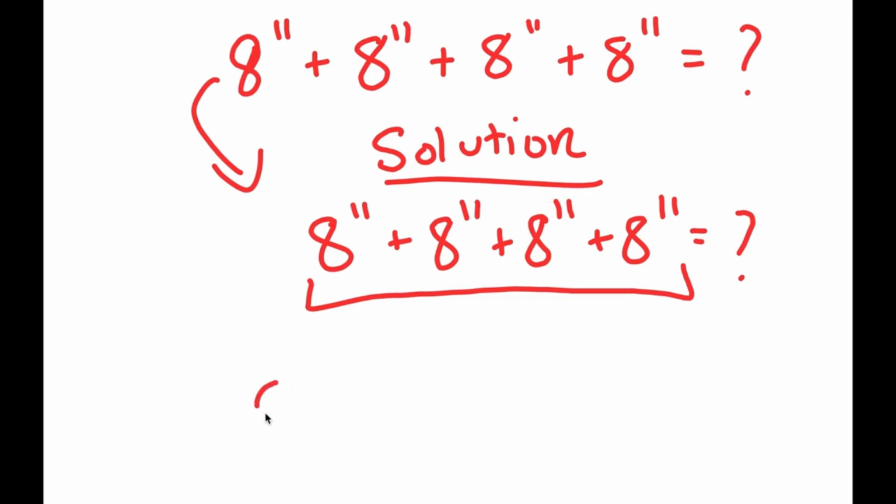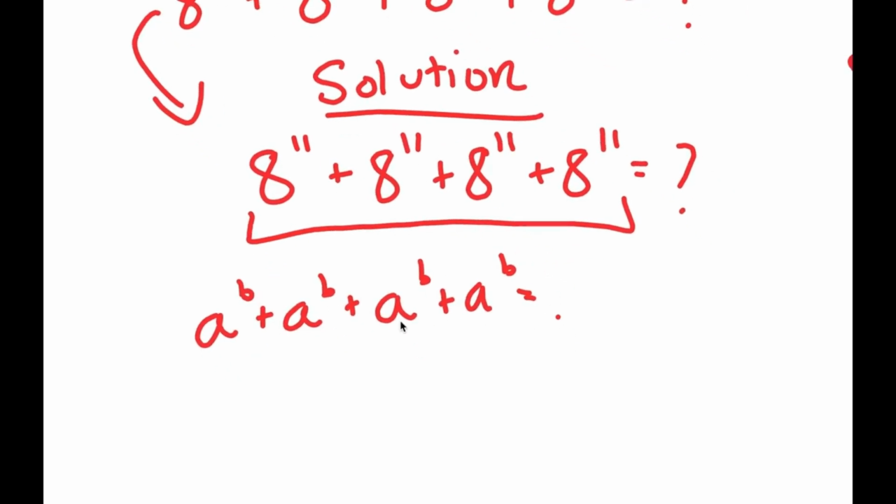And if I have something in the form a to the power of b plus a to the power of b plus a to the power of b plus a to the power of b, I can simply factor out a to the power of b from here. So I get a to the power of b times, well, a to the power of b divided by itself is 1. So I get a to the power of b times 1 plus 1 plus 1 plus 1.